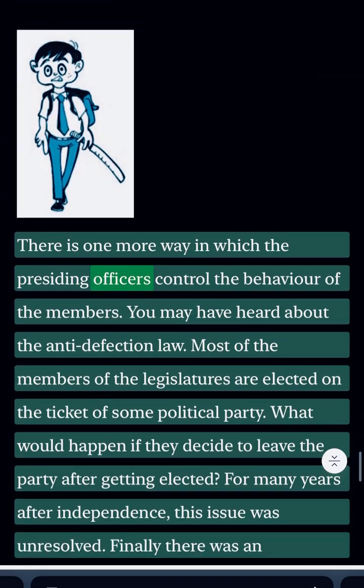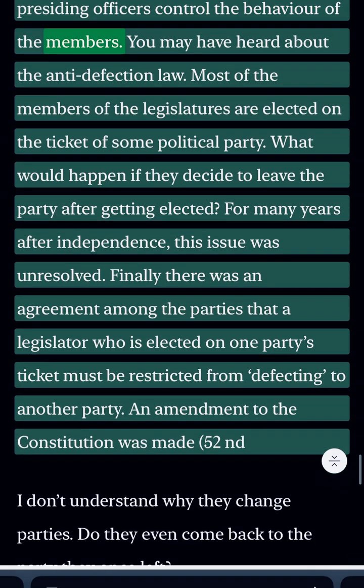There is one more way in which the presiding officers control the behavior of the members. You may have heard about the anti-defection law. Most of the members of the legislatures are elected on the ticket of some political party. What would happen if they decide to leave the party after getting elected? For many years after independence, this issue was unresolved. Finally, there was an agreement among the parties that a legislator who is elected on one party's ticket must be restricted from defecting to another party.